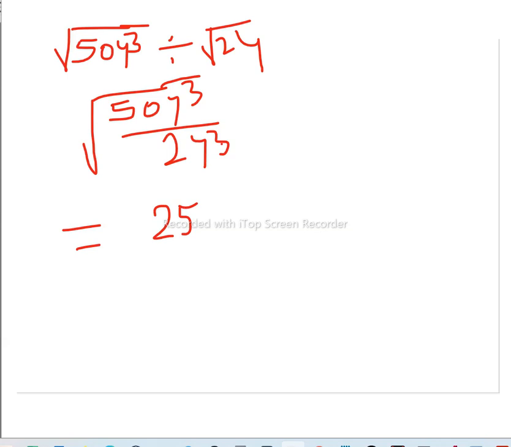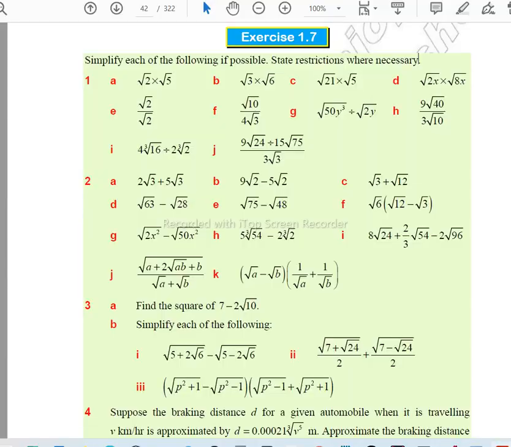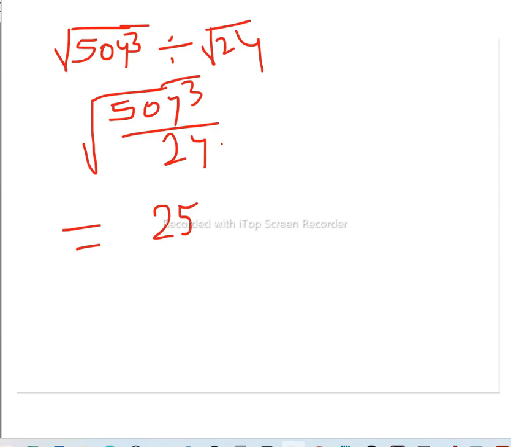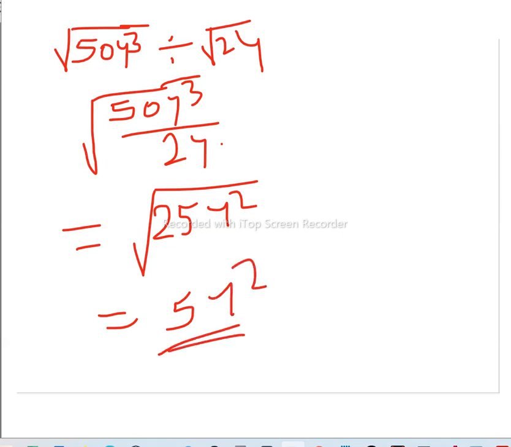Here there is no cube in the denominator, there is only y. So here we have y cubed over y, which means y squared. We get y squared. Here we compose under the radical. As we know, the square root of 25 means 5, and under the radical, y squared means y. So this is the final simplified answer for this question.